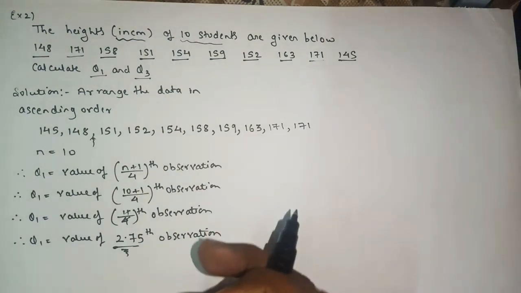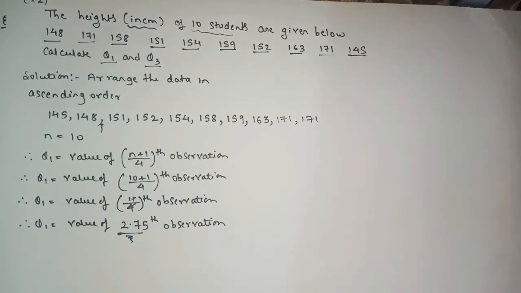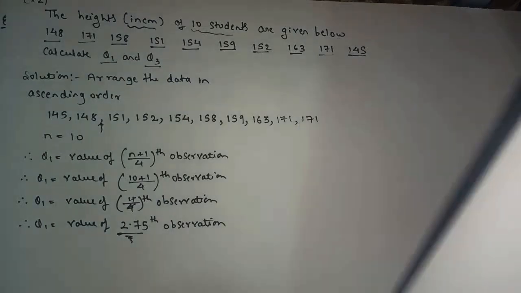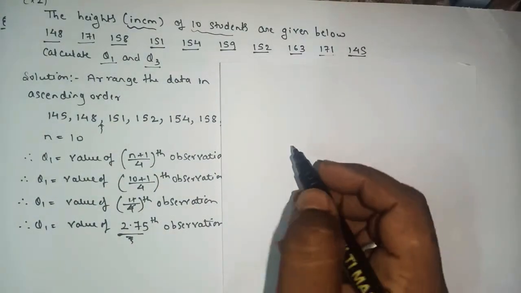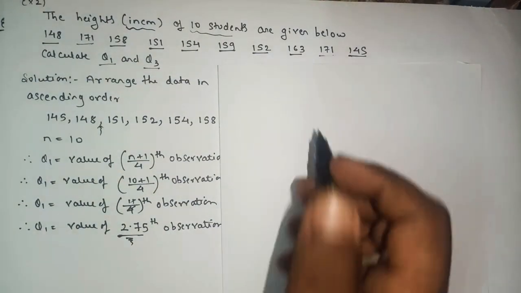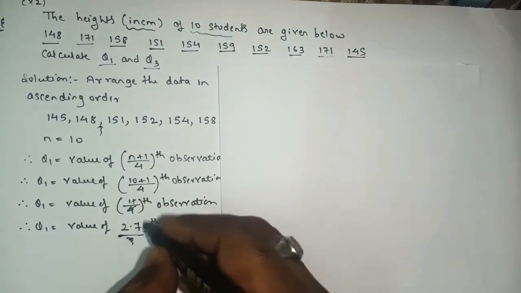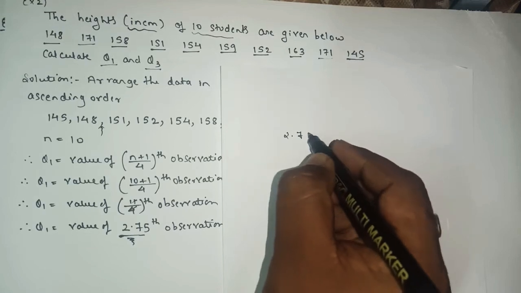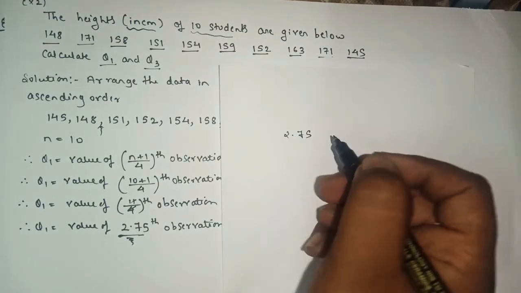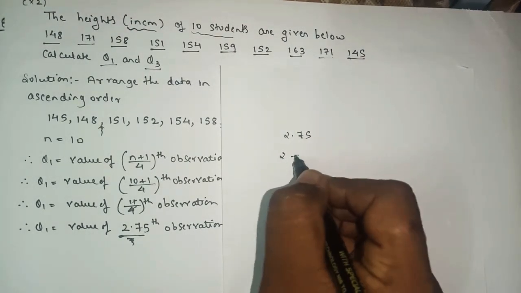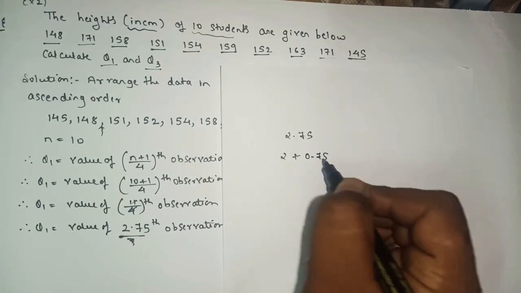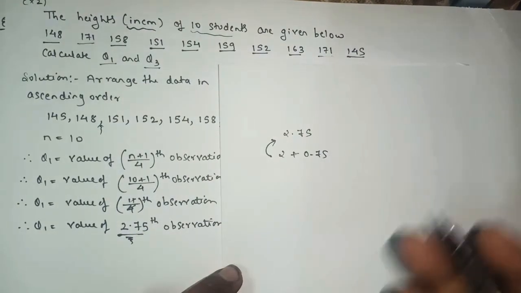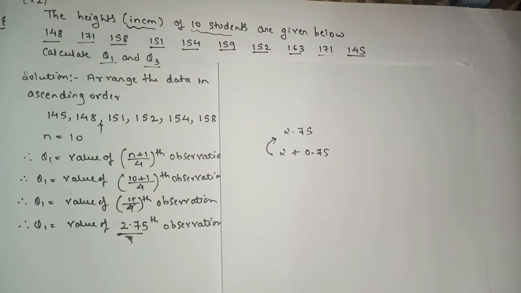But what is the answer? That perfect answer we have to find. Now we'll see the technique, the method, the way in which we have to find the answer. Whenever you get the answer in decimal, first of all you break the decimal, separate this. So can I write this 2.75 as 2 plus 0.75? Yes or no? Yes.